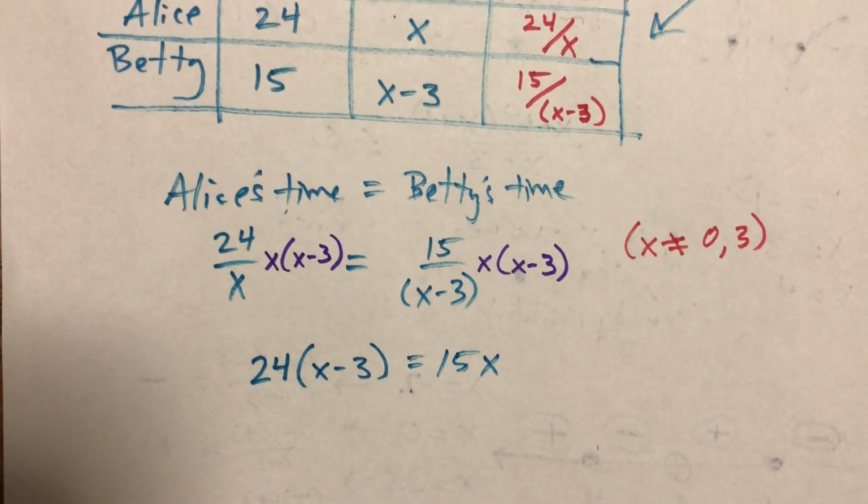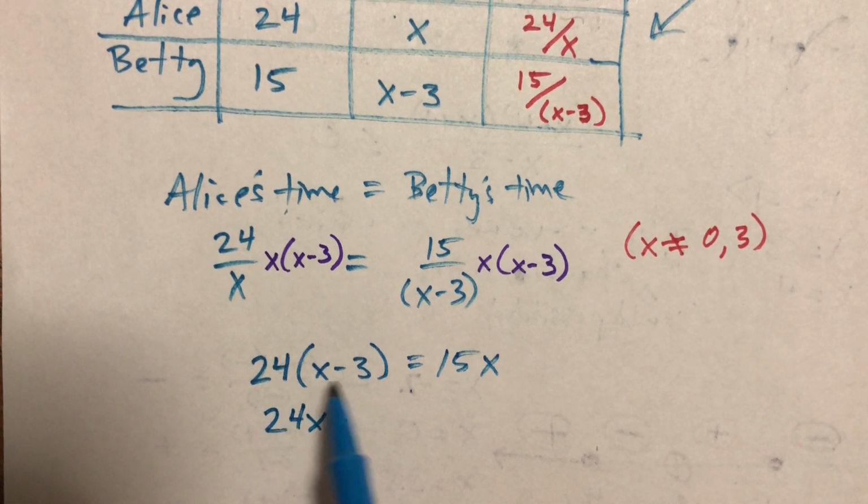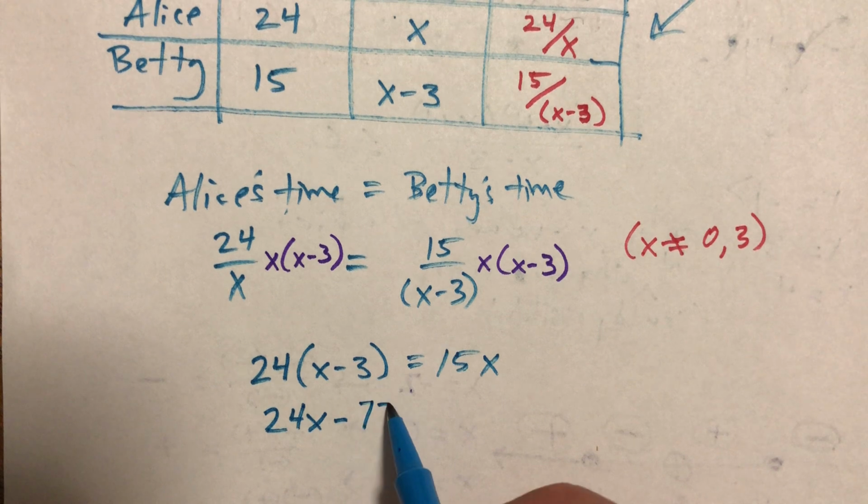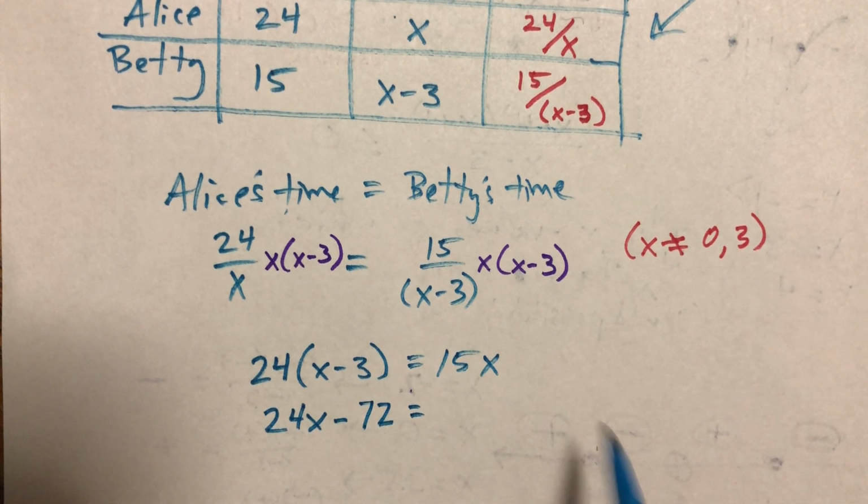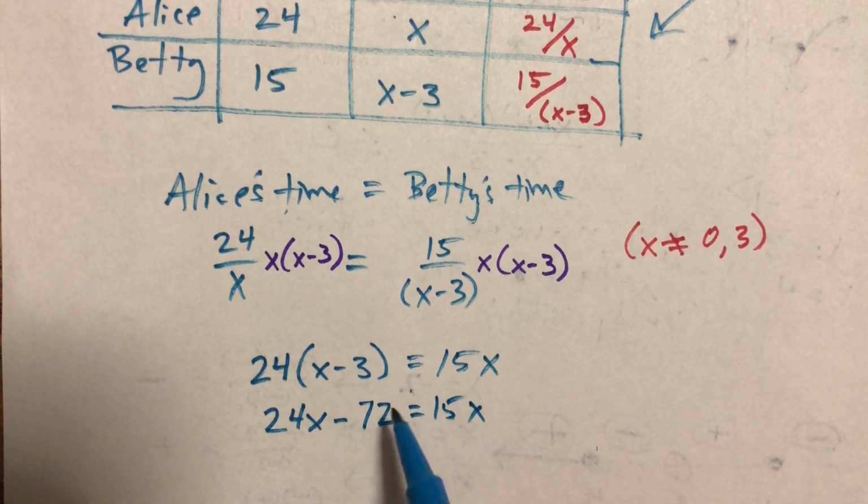All right, so that's nice. That's a nice linear equation there. We can deal with this pretty quickly. We would just do the regular stuff, right? We're going to distribute the 24. So we got 24x minus 24 times 3. What's that? 72. And then we have 15x. That looks kind of like a Z, doesn't it?